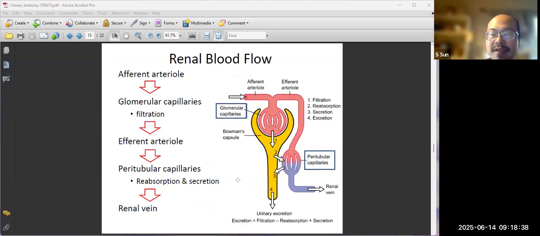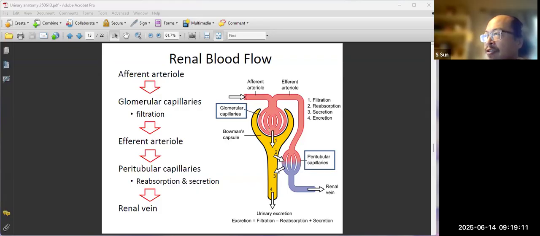So this one summarizes how the nephron works, and it works with the blood vessels. The blood vessel has two capillaries: one is the glomerulus, the other is the peritubular capillary. You need to know the sequence: afferent arteriole, glomerulus, efferent arteriole, peritubular capillary, and then going back to the renal vein.